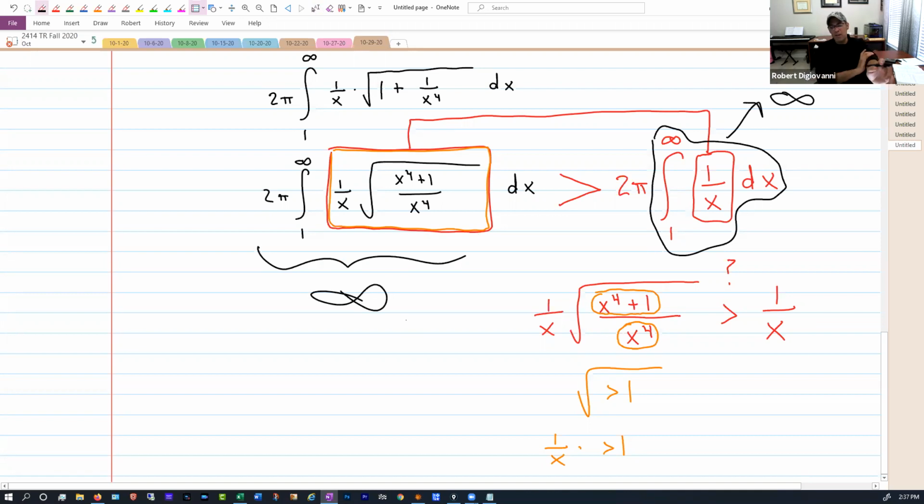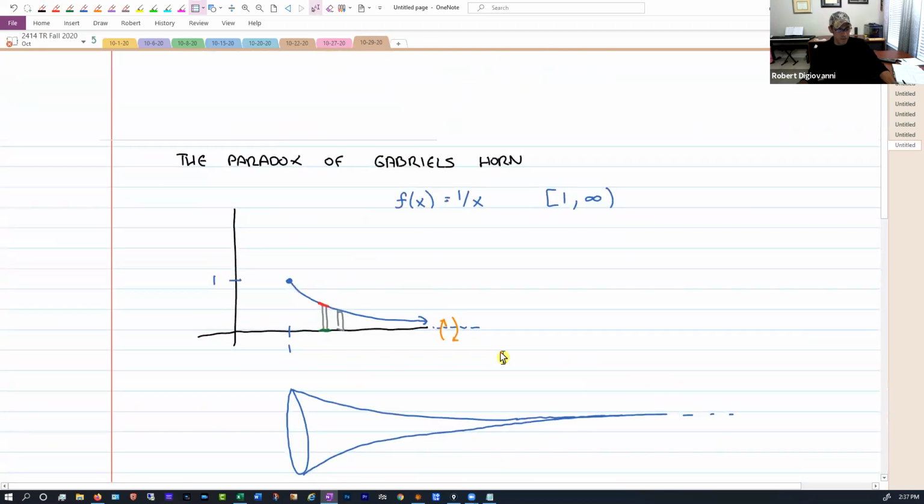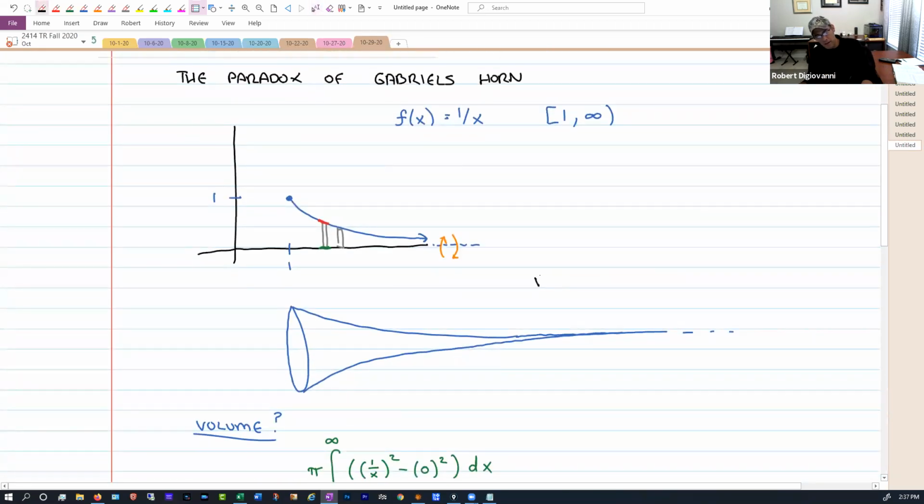This is called a comparison, all right? We're taking an integral we can't do easily and we're comparing it to an integral we know something about. And so the conclusion here is this. Gabriel's horn has a volume of pi, but a surface area that's infinite.